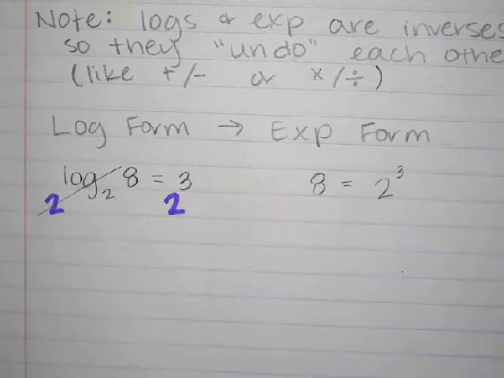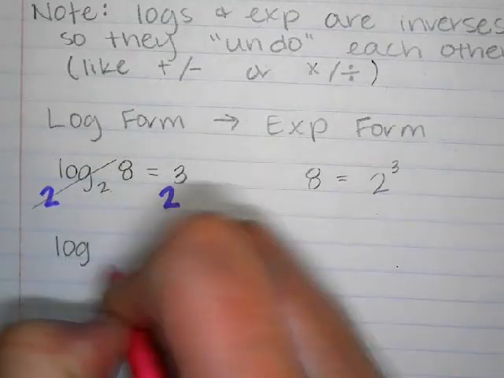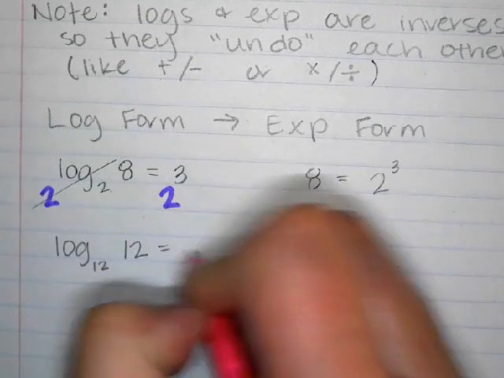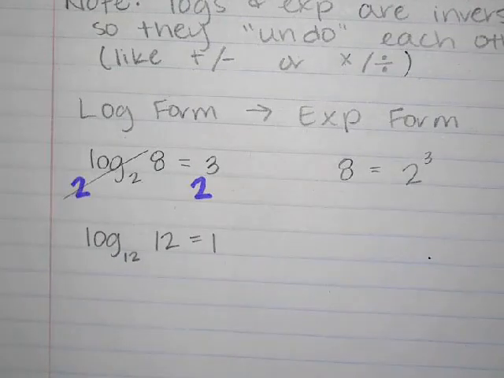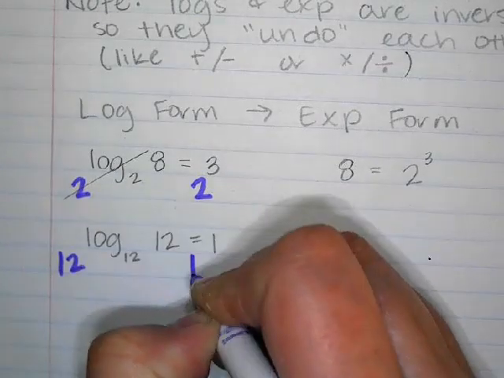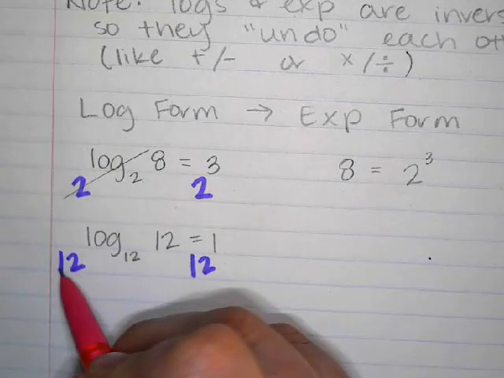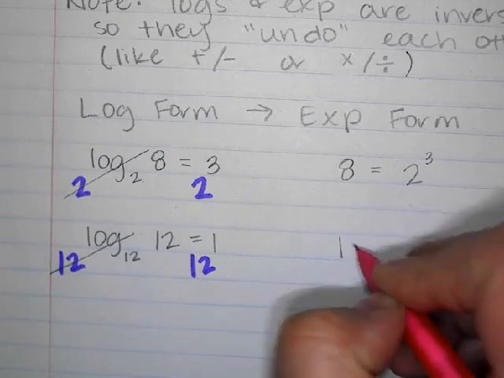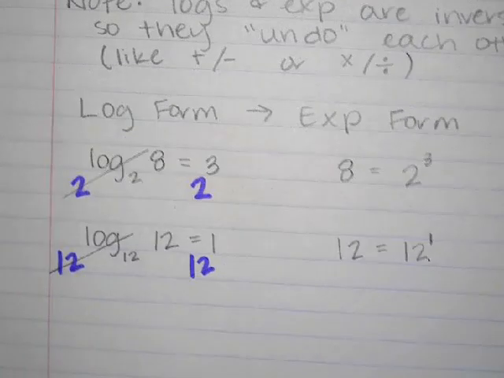Okay, if we try log base 12 of 12 equals 1, what base would I have to do on both sides? 12. So I would put a base of 12 and a base of 12. And then my bases would cancel out. Base 12 and log base 12 cancel. And I would get 12 equals a base of 12 to the first power. True statement? Yeah, that's true.